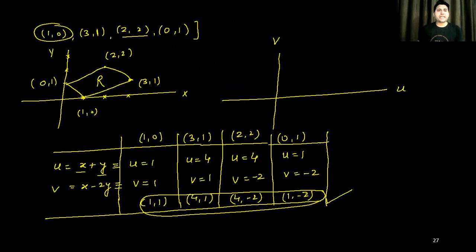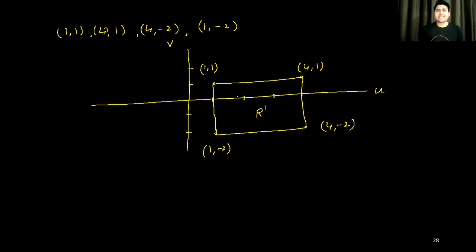The original shape R, which was almost a rectangular shape, is converted into exactly a rectangle. Or we can say it's a square, because this distance is 3 and this is also 3. So by the given transformation, the region of integration is changed.